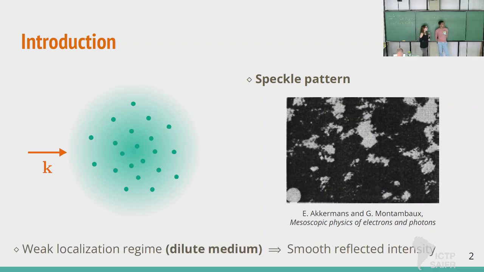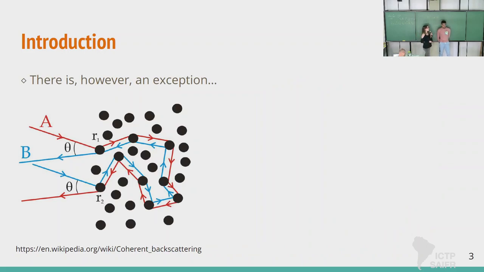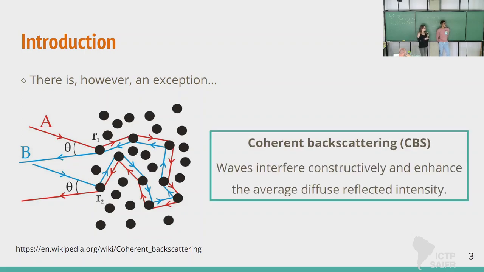However, when we have the weak localization regime, which means that we are working with a dilute disordered medium, and we average over the scatterers' positions, we have a smooth pattern instead of patterns like this one here. There is, however, an exception, which is when we have this situation here, so when we have waves A and B, wave A scattering through this path here, and wave B in the exactly reverse path. In this case, these waves interfere constructively, which enhances the average reflected intensity, a phenomenon that is called coherent backscattering.